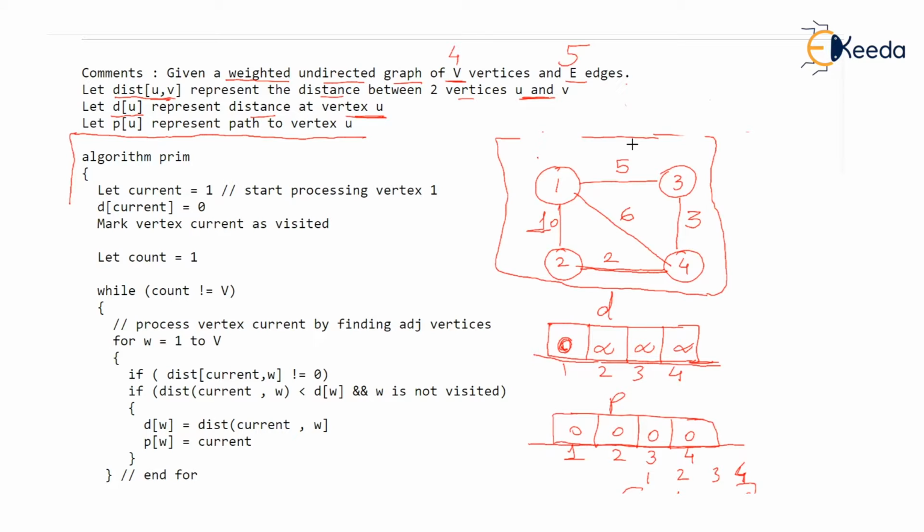So let's start algorithm Prim. First step, let current equal to 1. Now this current is an additional variable used and is initialized to 1, which indicates that we are starting to process the first vertex. This variable current is very important because current will tell us which vertex we are currently processing. So in general, we will say we are processing the current vertex.